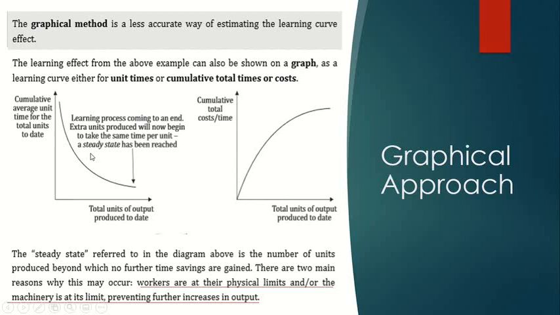ඒ කියන්නේ එතනින් එහාට කාලය ආයෙත් අඩුවීමක් වෙන්නේ නැහැ. ඒ ස්ථාවර ගානකට එන්න හේතු දෙකක් අපිට කතා කරන්න පුළුවන්. Here you can see there are two main reasons. Workers are at their physical limits and machinery is at its limits, preventing further increases in output. So the workers have their physical limit as well as machinery will have its limits. Because of these two constraints, we can't improve our performance further.